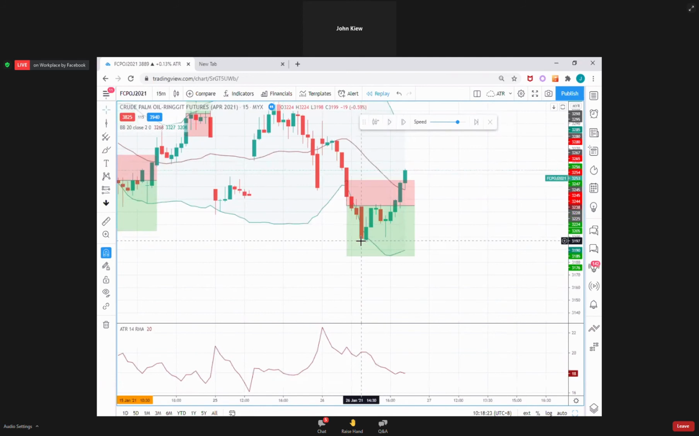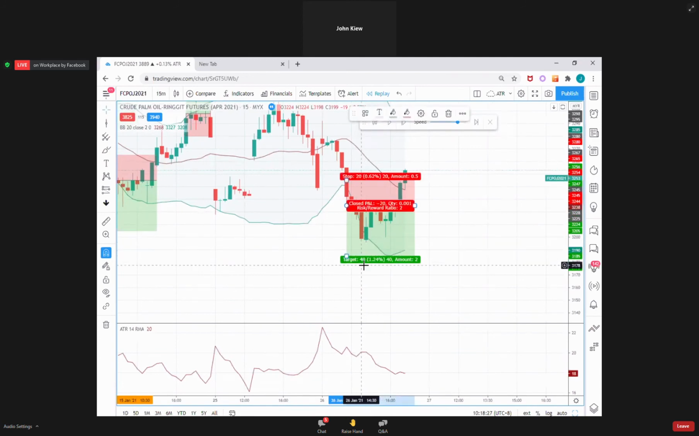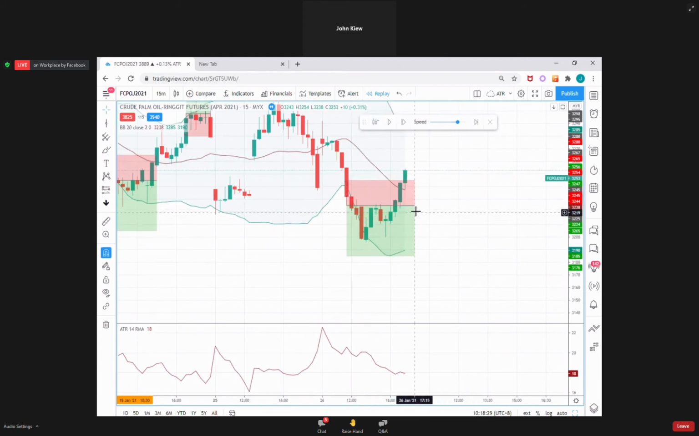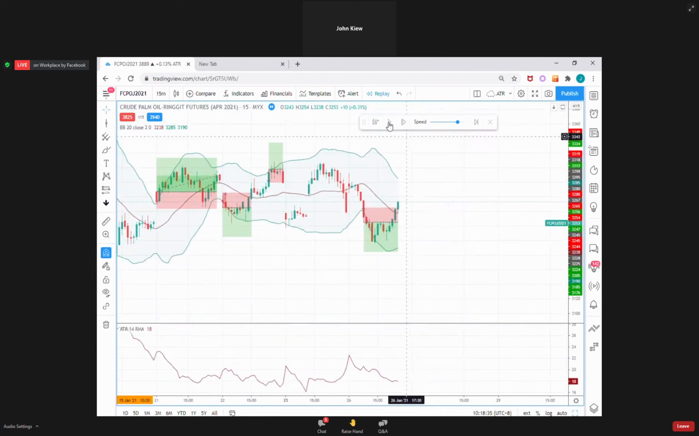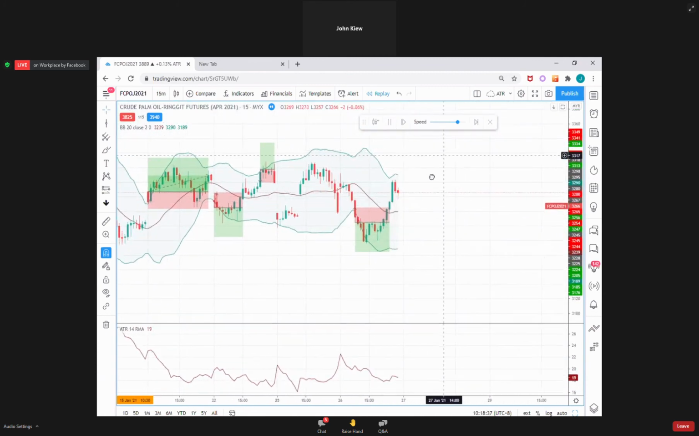Oh my god! You see this candle? This candle almost hit our profit. I think 3197, 3185, another 7 points, but it still went back to hit our cut loss. Too bad, 20 points. So price structure is still sideways. There's no trend yet. Come on, trend, come on.